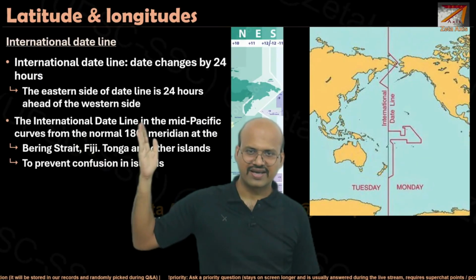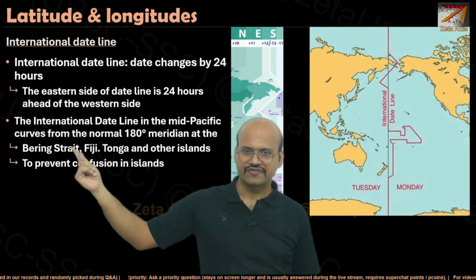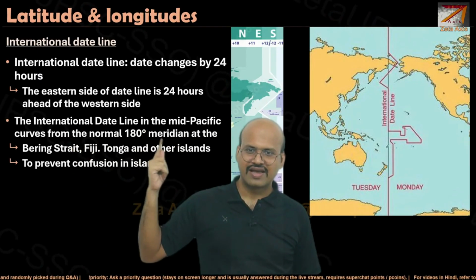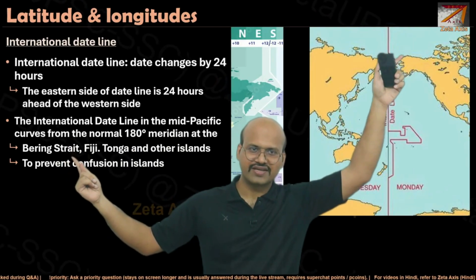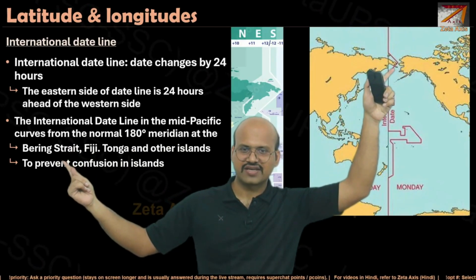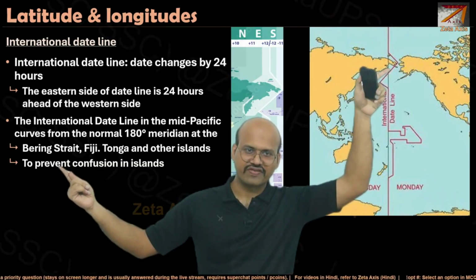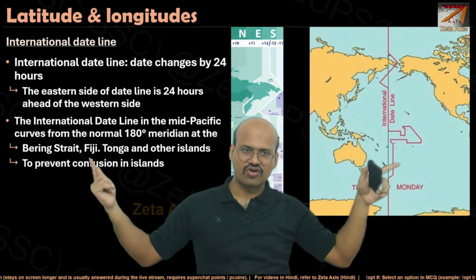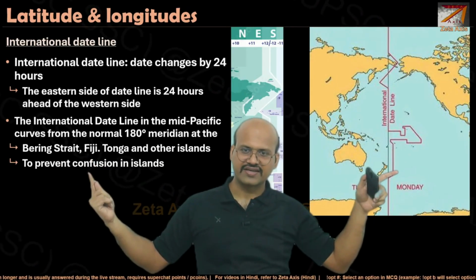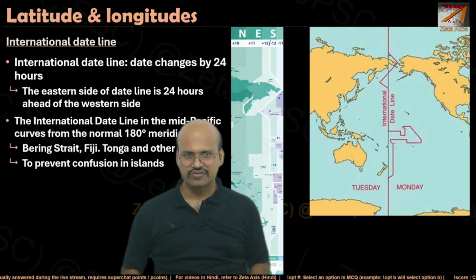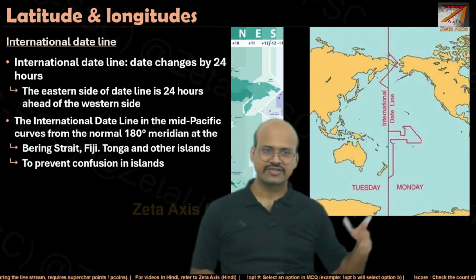The international dateline in the mid-Pacific curves from the normal 180-degree meridian at the Bering Strait. So here we can see that it is curving at the Bering Strait to accommodate this region of Russia. Then Fiji and Tonga are countries over here, and there are other islands. So to prevent confusion in those regions, the line has been curved like this.